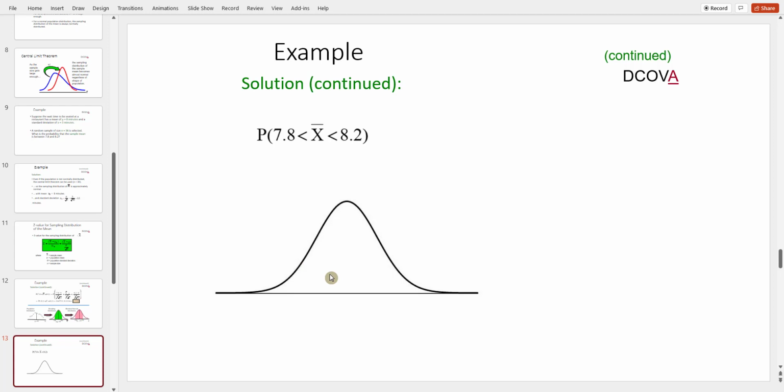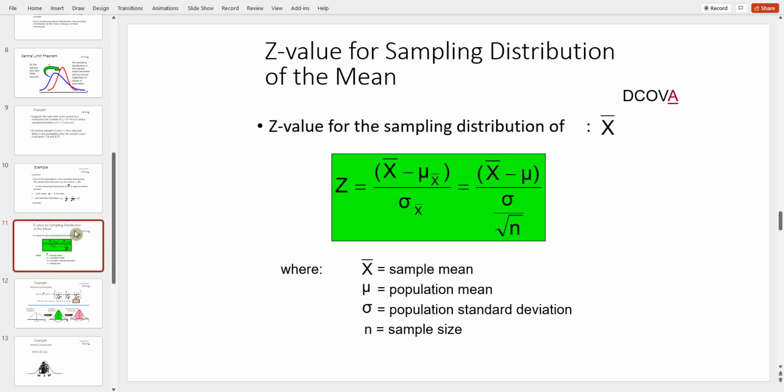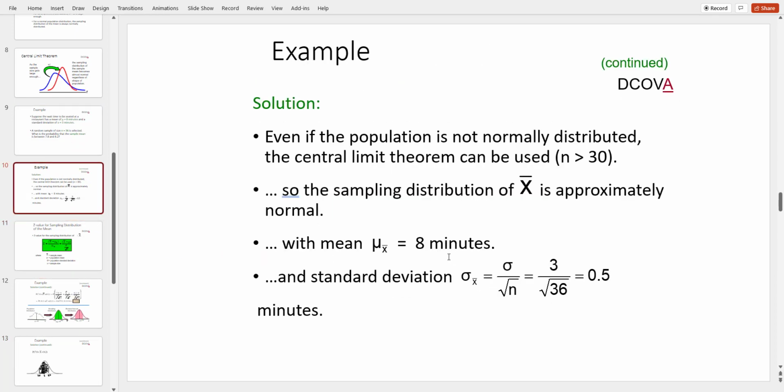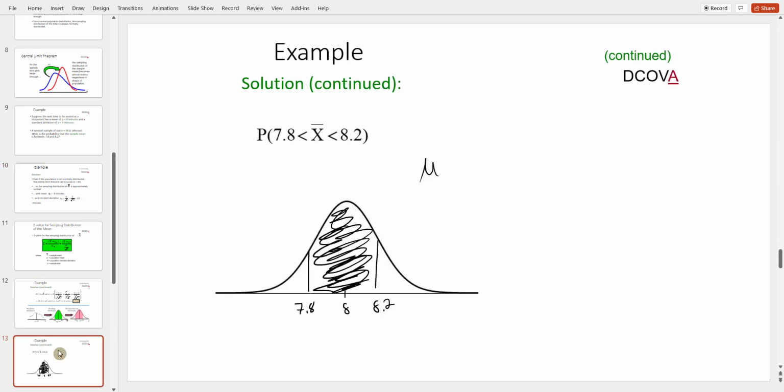With technology, I don't have to standardize. The technology would do it for me. So I'm just going to redraw this picture. And we want this area in between here. We already know the mean, they told us the mean is 8, and the standard deviation, once we calculate it, is 0.5. So let's go ahead and do this in StatCrunch.